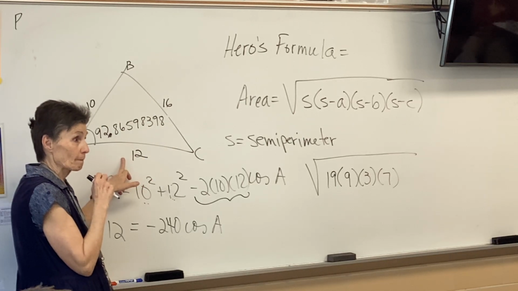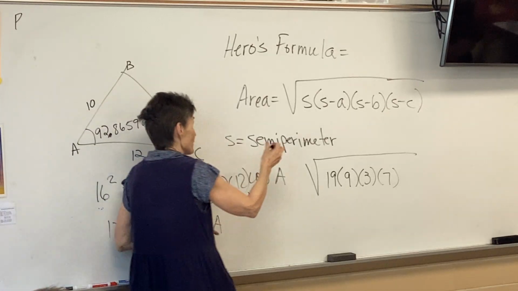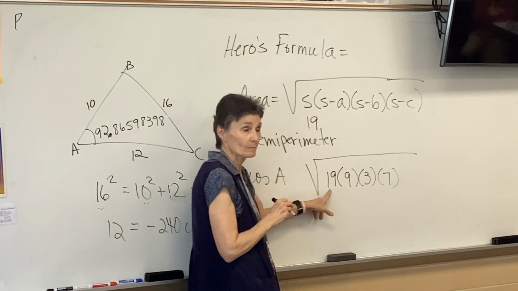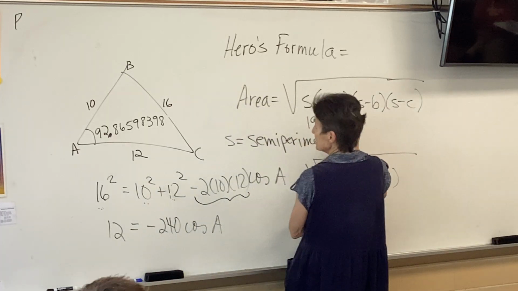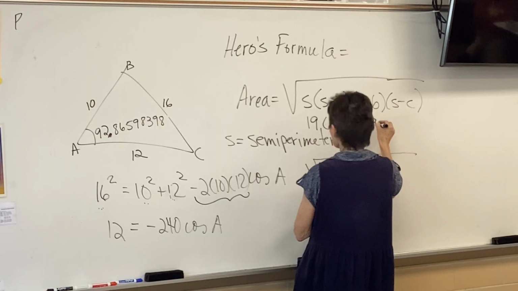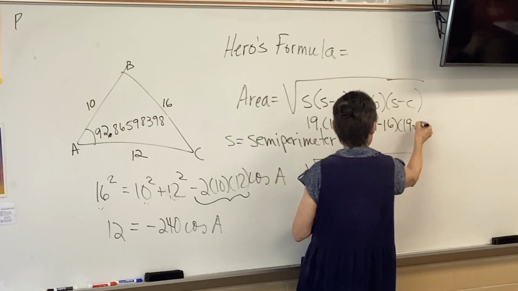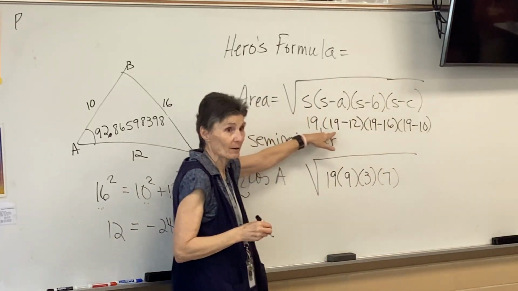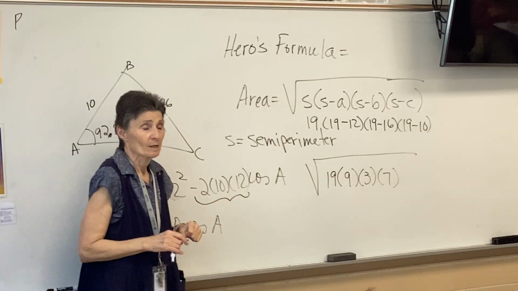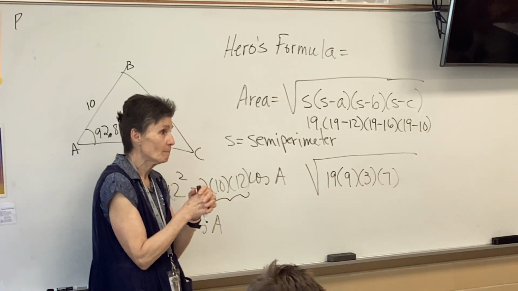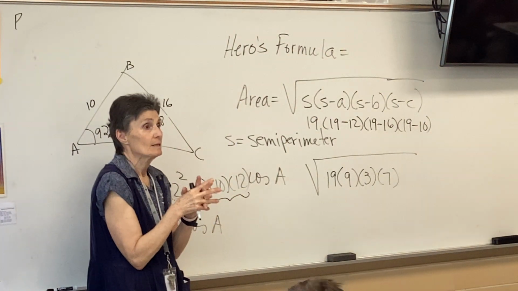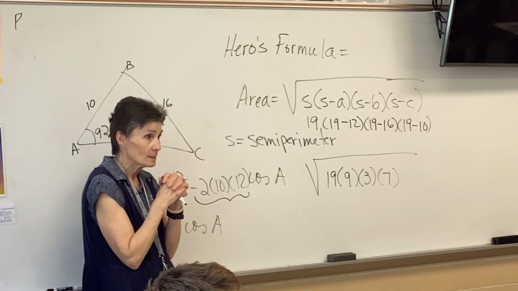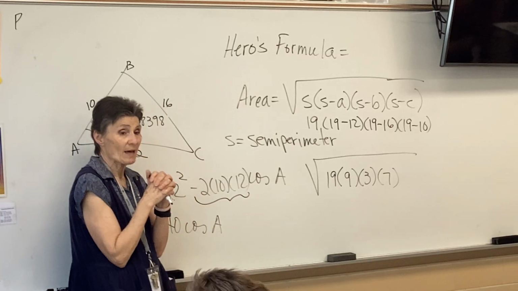So then I took half of it, which is 19, that's where that came from. And then I did 19 minus 12, 19 minus 16, and 19 minus 10. The order I do those doesn't matter. You just take your semi-perimeter and subtract each side from it, multiply those four things together, take the square root, and that will be your area.